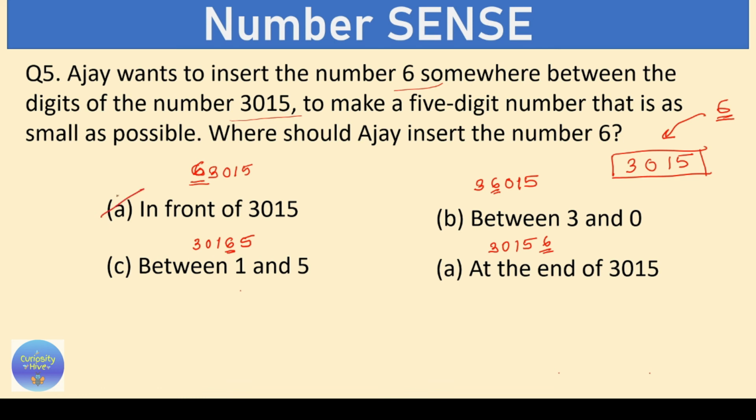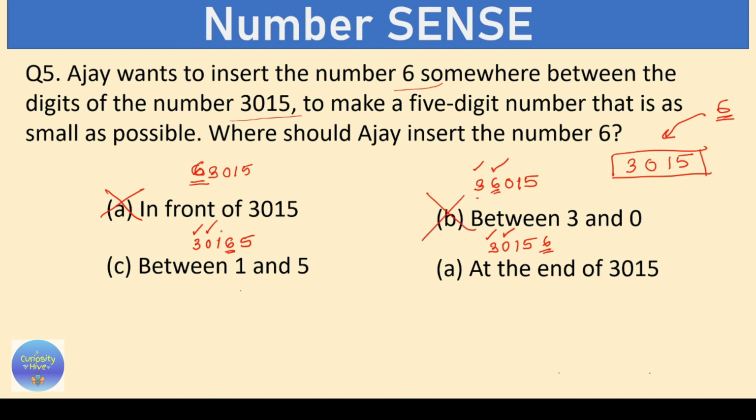Definitely not 63,015, so I'll cancel it. Now we are left with C, B and A. Let's check the numbers starting from the 10,000s place. So 3, 3, 3, all the 3 places, so they are still same. This is 30,000, this is 36,000 and this is 30,000. So 36,000 is greater than these two numbers. So we can eliminate this also.